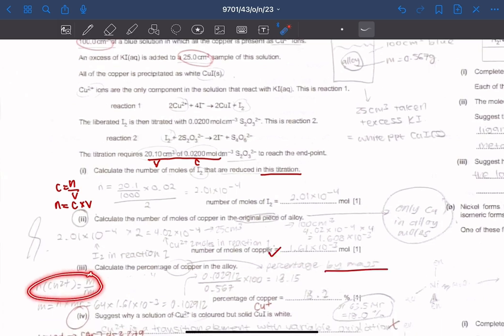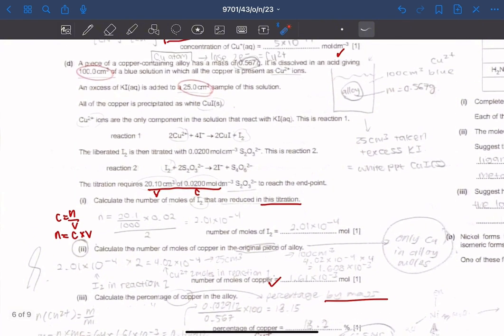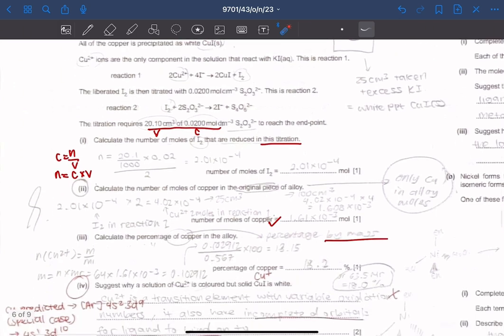So because mole is equal to mass over Mr, we can reorder this equation. Mass is equal to mole times Mr. So the mole is previously 1.61 times 10 power negative 3 multiplied by the Mr 64, we get 0.102912 grams of Cu in the original alloy, divided by the total mass of the alloy. The piece of copper-containing alloy has a mass of 0.567. So this divided by 0.567 multiplied by 100, we get 18.2%, or in the answer key it actually states 18.0%, rather similar depending on the Mr that we use.